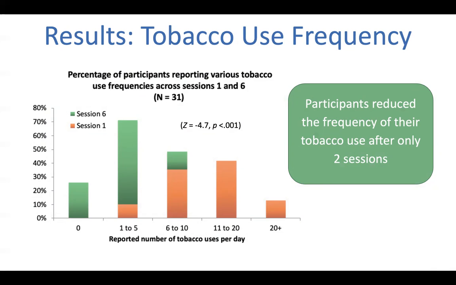And so you can see that the median number of cigarettes decreased significantly from that 11 to 20 per day category all the way down to the 1 to 5 per day category by the end of session 6. So great movement in that respect.